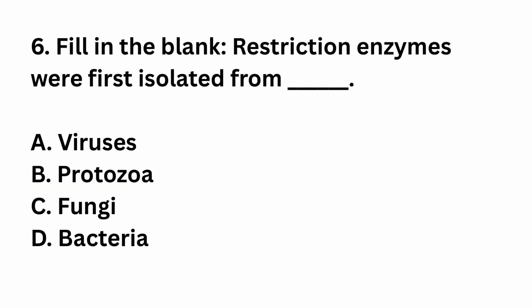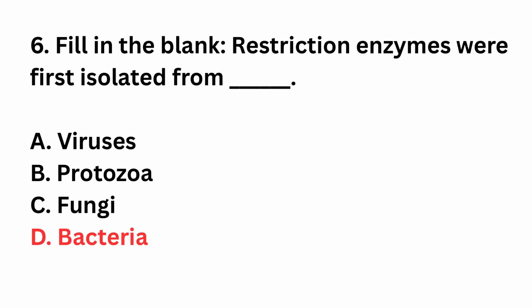Question number 6. Restriction enzymes were first isolated from dash, viruses, protozoa, fungi, bacteria. The right answer is option D, bacteria. Restriction enzymes were first discovered in bacteria where they act as defense mechanism against bacteriophages.